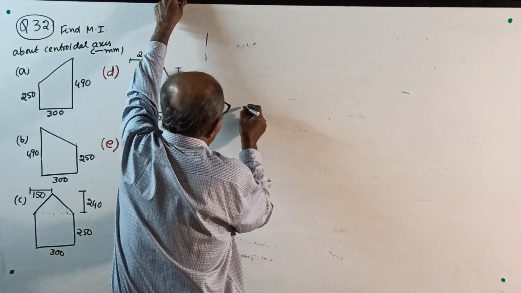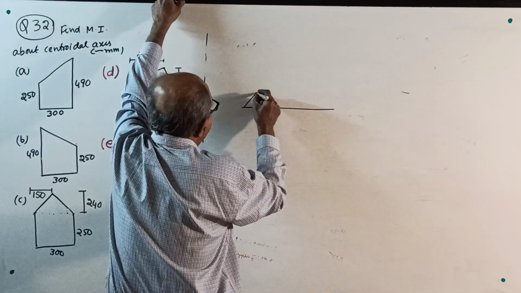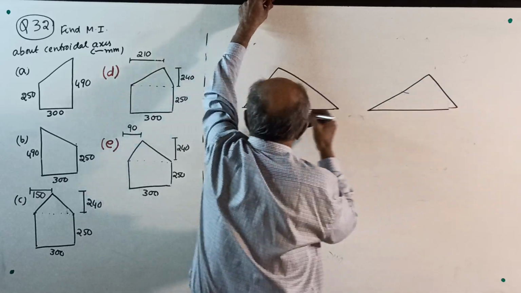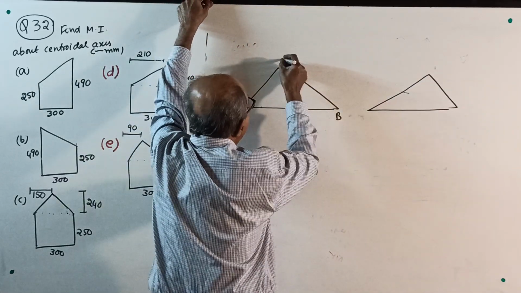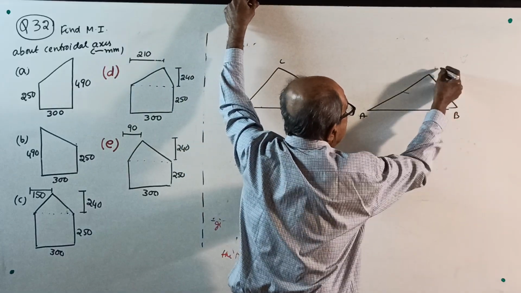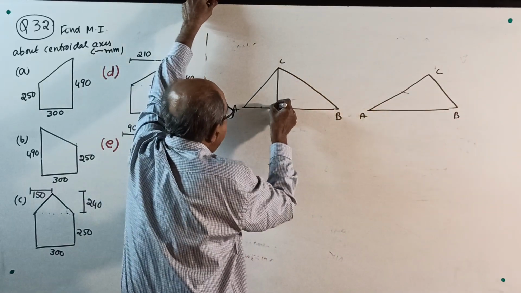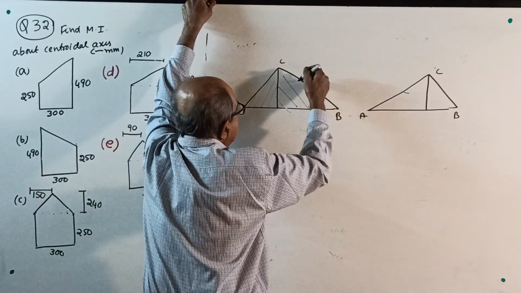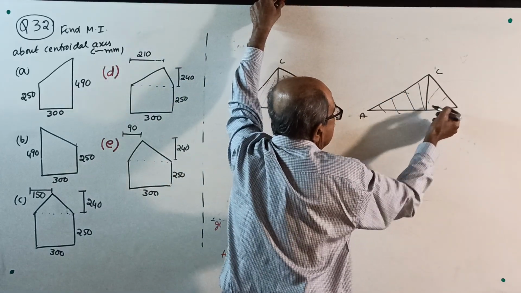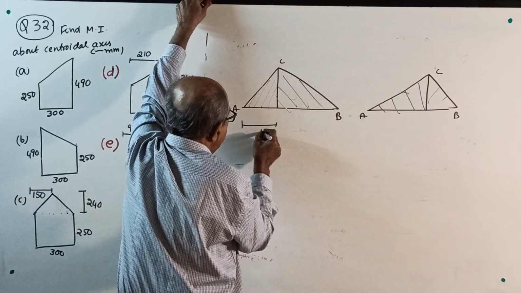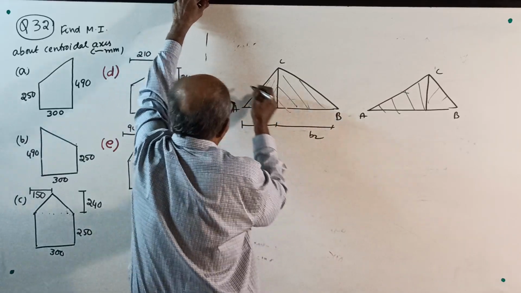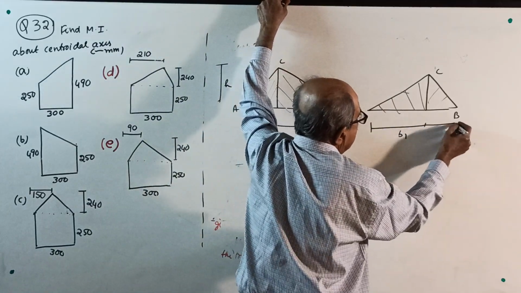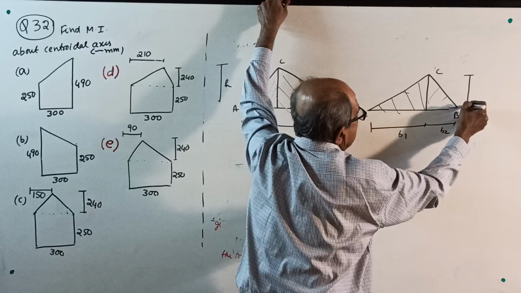How? See, this way. First case, I wrote this way. Second one, I made this way. See, divide into 2 parts, A, B, C, and then divide. Consider 2 right angle triangles. So for this one, this is B1, this is B2, this is H. For this one, this is B1, this is B2, this is H. Do it this way.